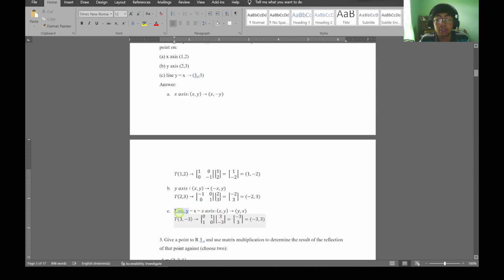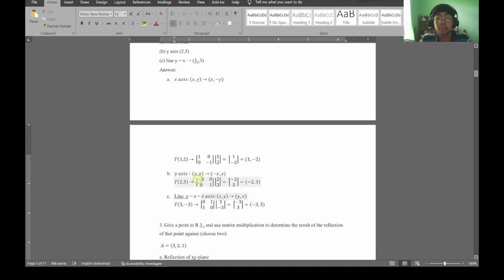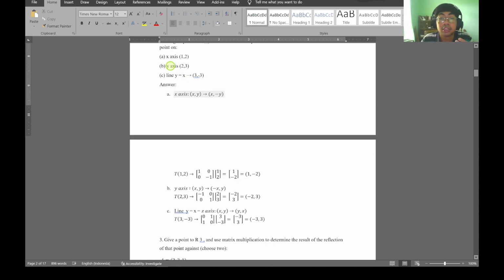And next is the line y equal to x. So x and y become y and x. For the line y equal to x, we have the values 3 and minus 3. So we have different values in each coordinate.